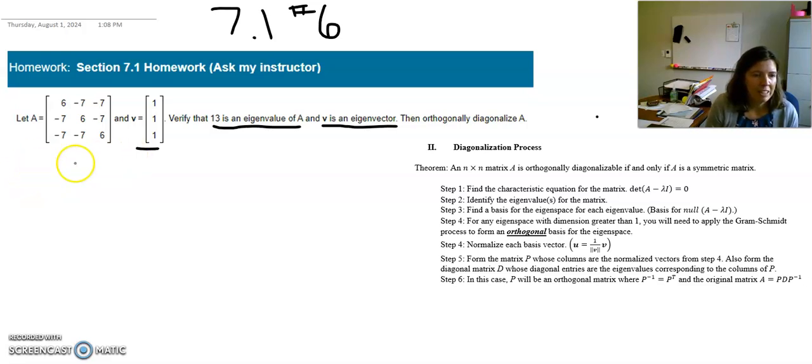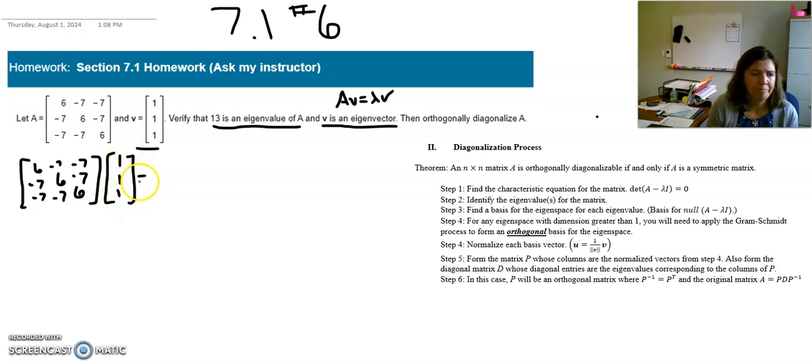So the fact that v is an eigenvector means there's some scalar lambda such that A times v is equal to lambda times v. And in order to find lambda, all we really need to do is multiply the matrix A. We've got 6 down the diagonal, we've got -7 everywhere else. So this matrix times the vector 1, 1, 1.